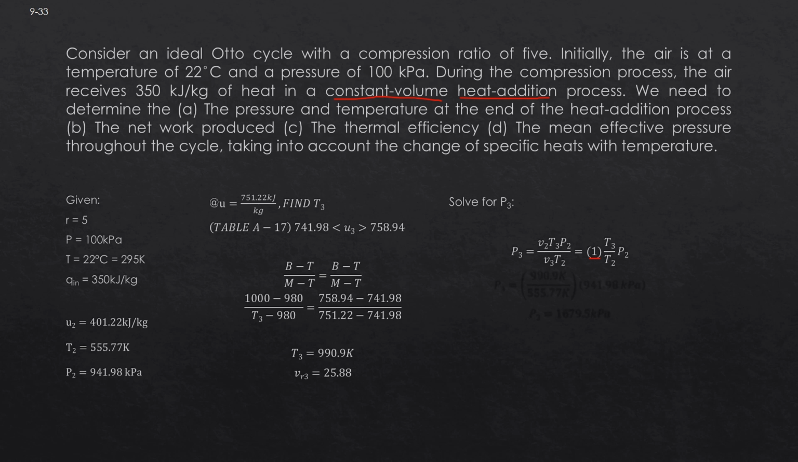2. And plug in all the given values, we'll get P sub 3 equals the temperature at state 3, which is 990.9 Kelvin, over the temperature at state 2, 555.77 Kelvin, times the pressure at state 2, which is 941.98 kilopascals, and we will get 1679.5 kilopascals, and this will be our answer for the pressure in state 3.